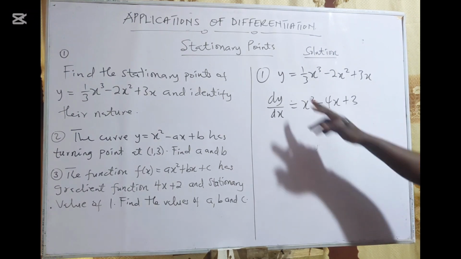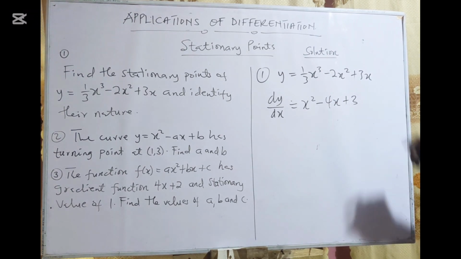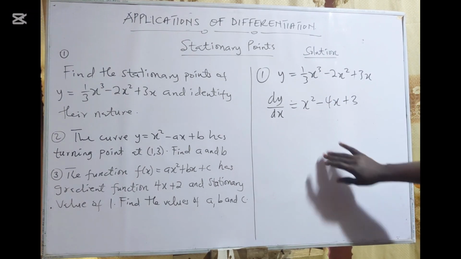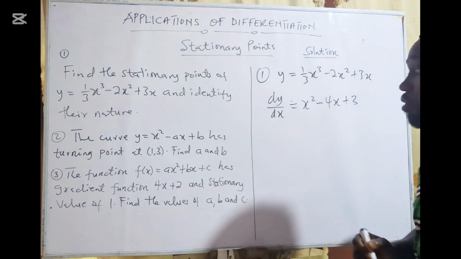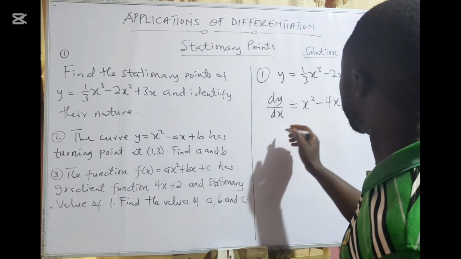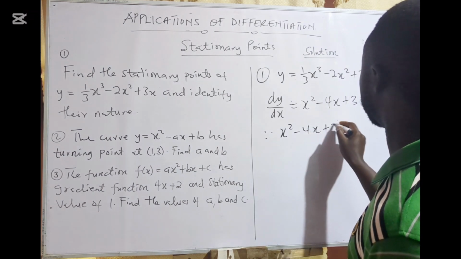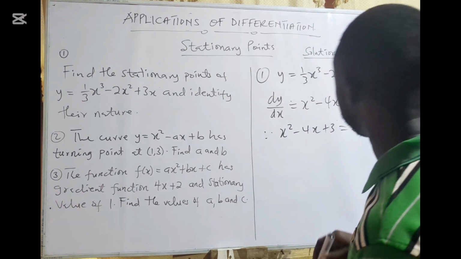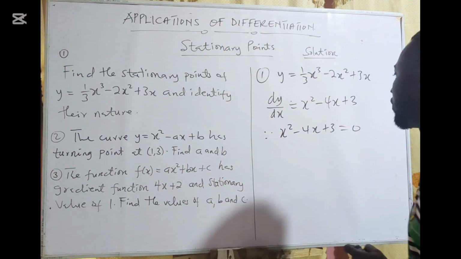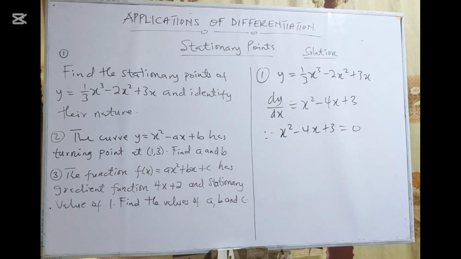Okay, so our dy/dx is x squared minus 4x plus 3, and at the maximum or the minimum, dy/dx is equal to 0. Therefore x squared minus 4x plus 3 is equal to 0. Then we have to factorize, and then we get our value.